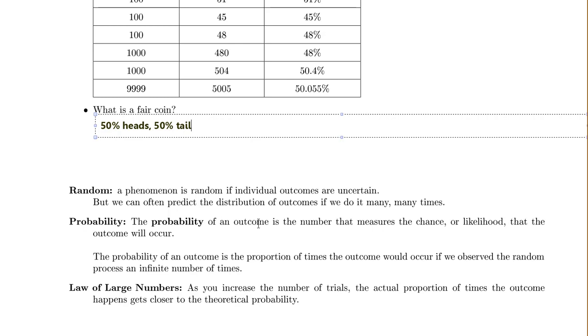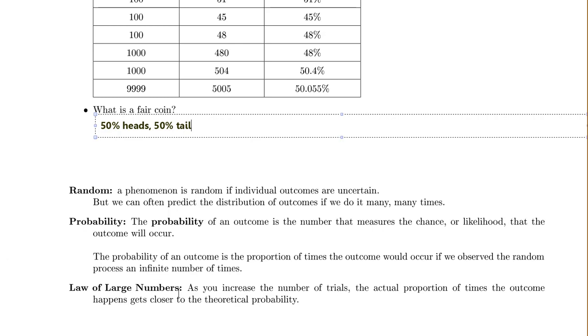The probability of an outcome is the number that measures the chance or likelihood that the outcome will occur. So the probability of an outcome is the proportion of times the outcome would occur if we observed the random process an infinite number of times. So the true probability of getting heads on a fair coin is 50%, because if we did it many, many times, or infinitely many times, we'd get 50% heads.